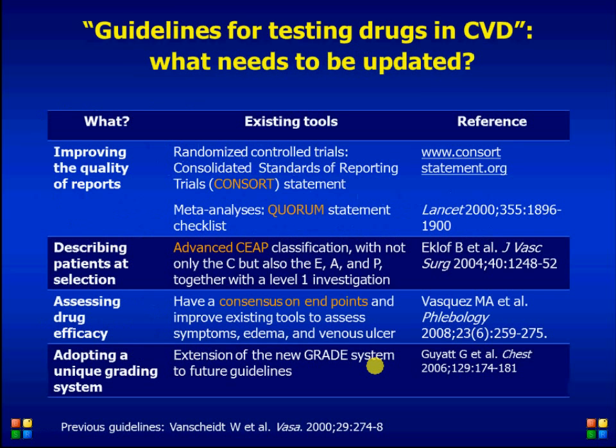Okay? And for the guideline for testing drugs in CVD, of course, we need randomized controlled trials. We must use the advanced CEAP classification, have a consensus on endpoints, and the extension of the new GRADE system for future guidelines. Thank you very much.